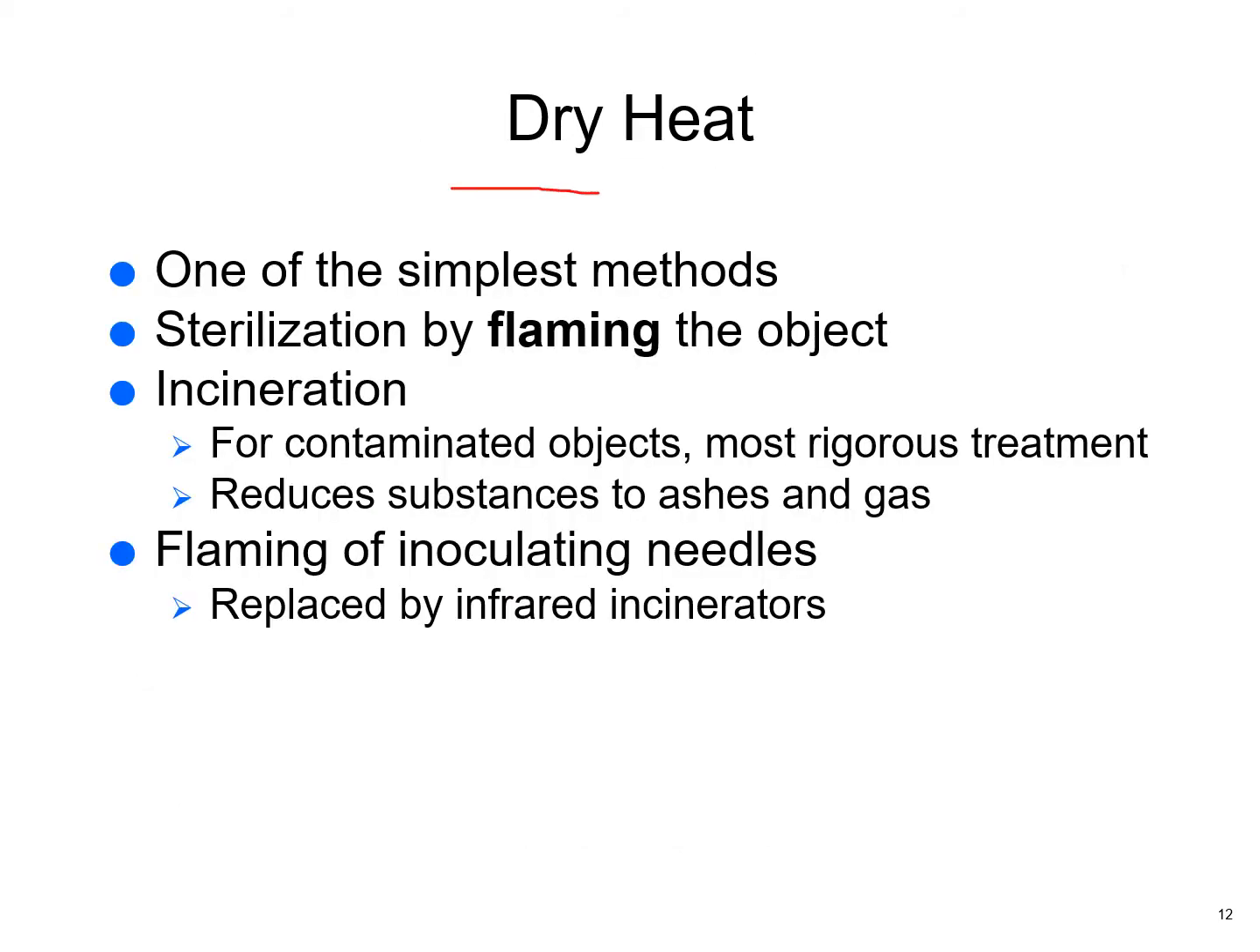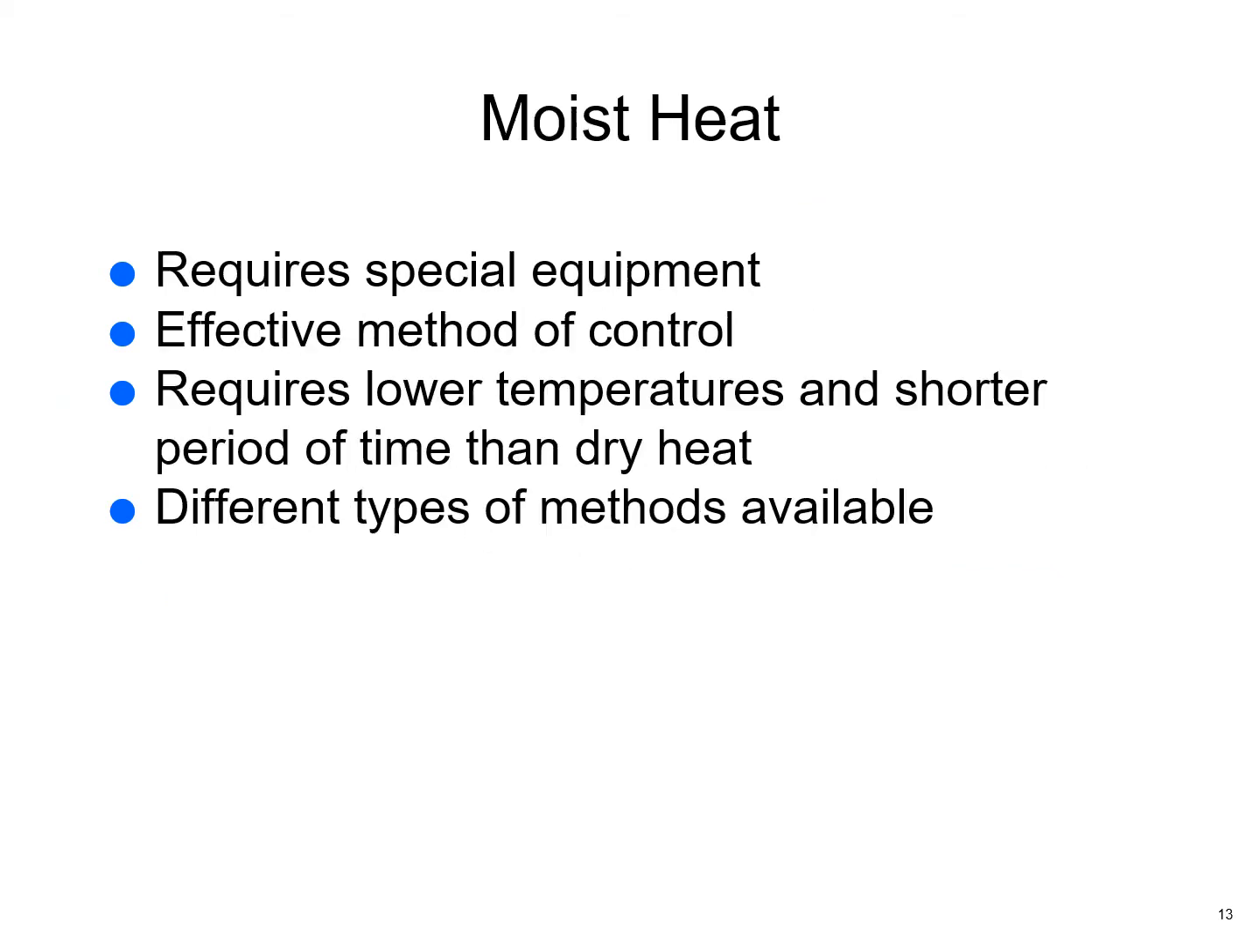Dry heat. Do this in a lab. If you have a loop you're going to use for something, you flame it. You hold it over a fire until it turns bright red, and you're going to get rid of the germs on it. Incineration is another way, and this is what is done with a lot of your disposable gowns, caps, your gloves. If they're bloody, they're going to be incinerated. And then inoculating needles for using in a laboratory. Generally, you're going to use a flame, or infrared incinerators.